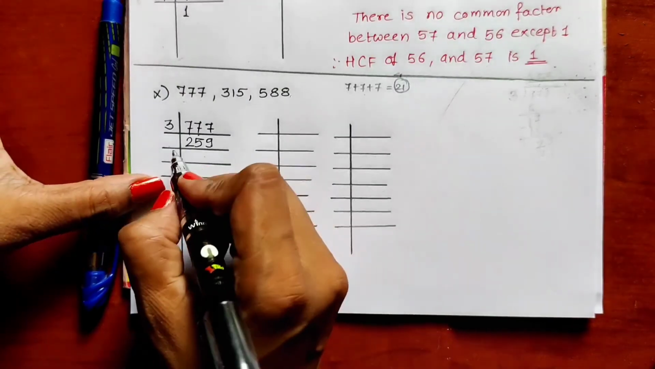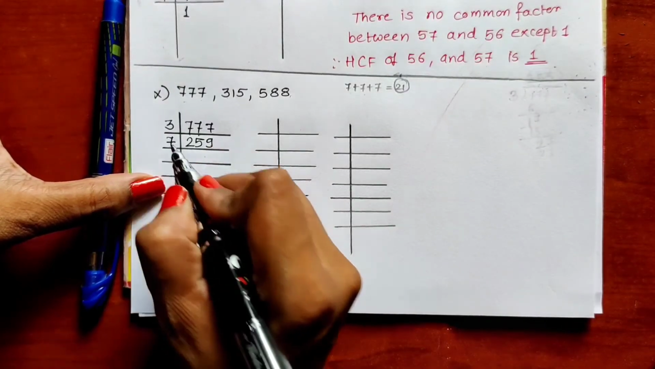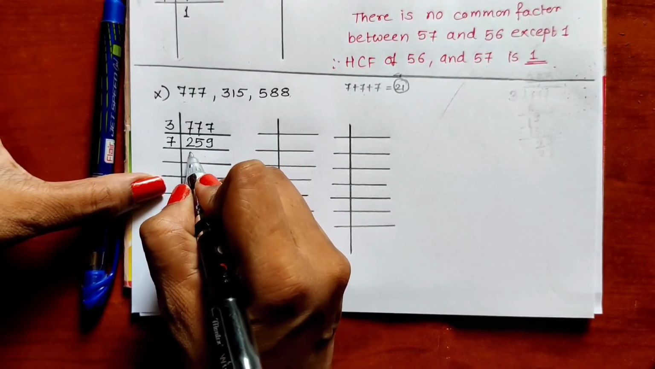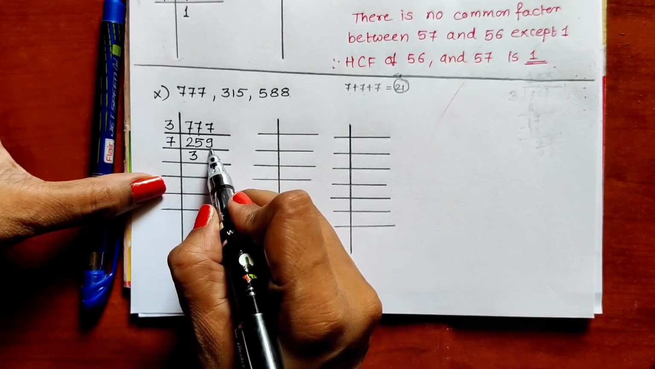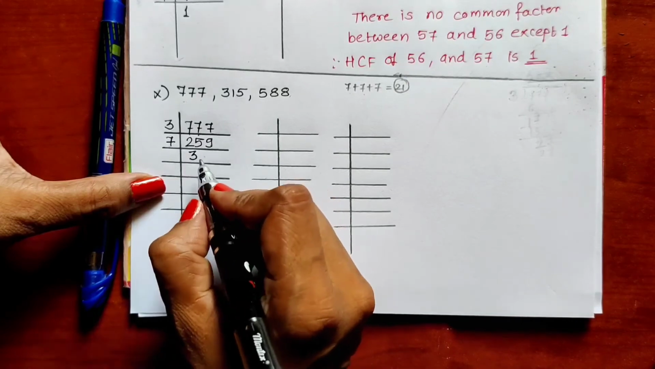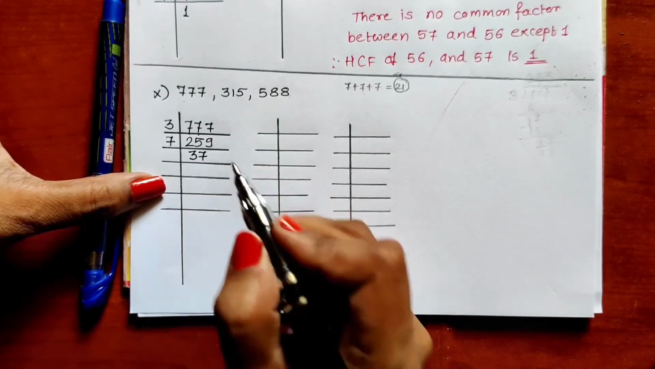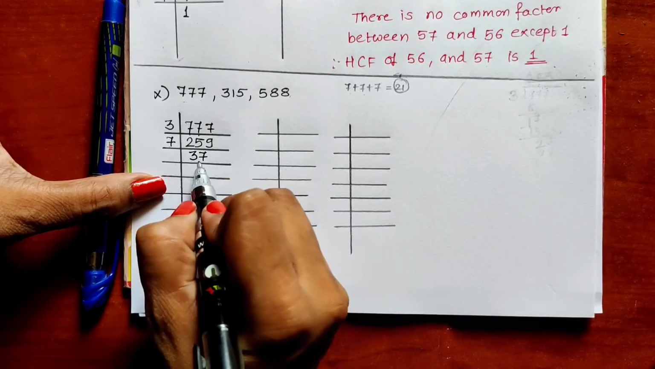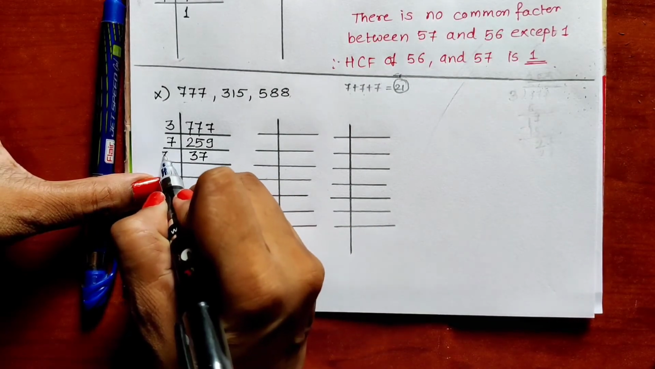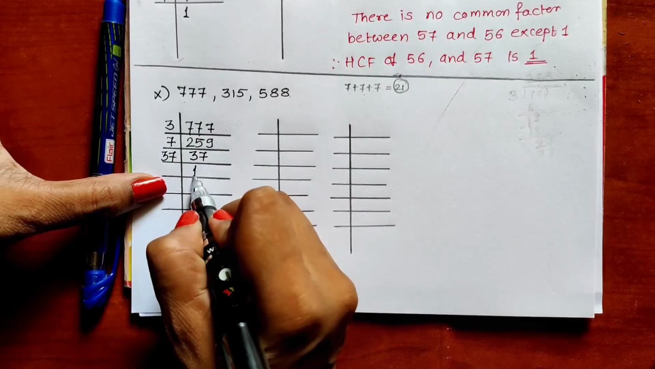Now let us check. It is divisible by 7. 7 3s are 21. 25 minus 21, 4 remaining. This 9 means 49. Correct? 7 7s are 49. We have got 37. 37 is a prime number. It is not divisible by any other number than itself. So 37 ones are 37.